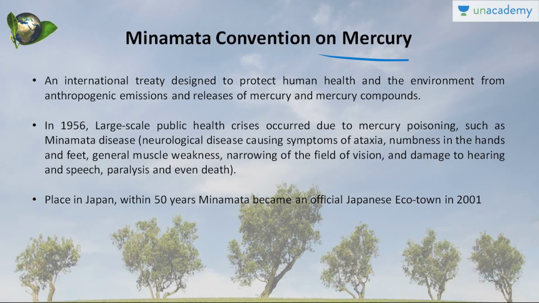In 1956, a large-scale public health crisis occurred due to mercury poisoning, known as Minamata disease, a neurological disease causing symptoms of ataxia, numbness, which means you lose the feeling, and general muscle weakness, which means muscles atrophy, you can't walk or run properly. Narrowing of the field of vision, damage to hearing and speech, paralysis, even death. All these are nervous system symptoms. It became an official Japanese eco-town in 2001. So Minamata is a place in Japan. They can ask you which country it is associated with.